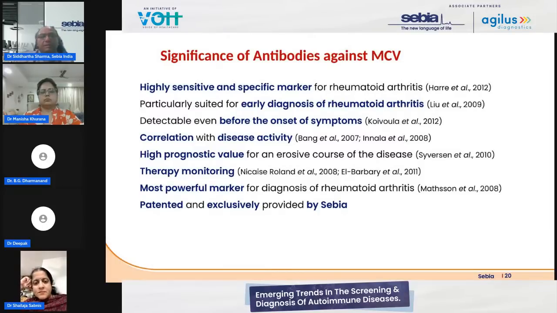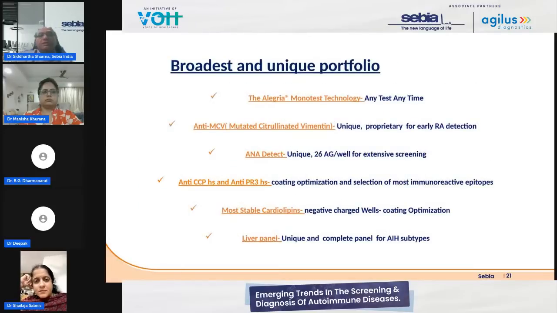So it's been labeled as the most powerful marker for diagnosis of rheumatoid arthritis, and definitely it has been patented and is present exclusively. It is being provided by Sebia on the Allegria system. So just, in a nutshell, to talk about the other utility points of the markers which are available with the Sebia system.